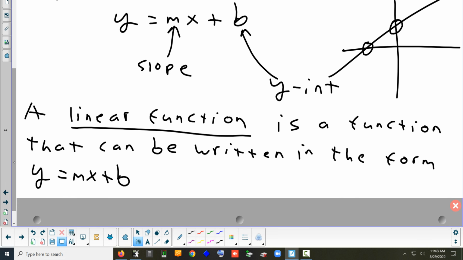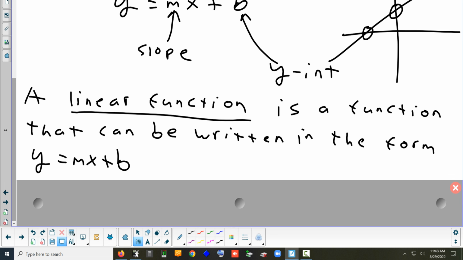One way you can write a linear function is in the form y equals mx plus b. Generally, m has to be a number other than 0, because if m is 0, then it wipes out the mx. And now you have y equals b. That's called a constant function. That's a horizontal line. It's still a line, but it doesn't fit the definition of a linear function by our book.